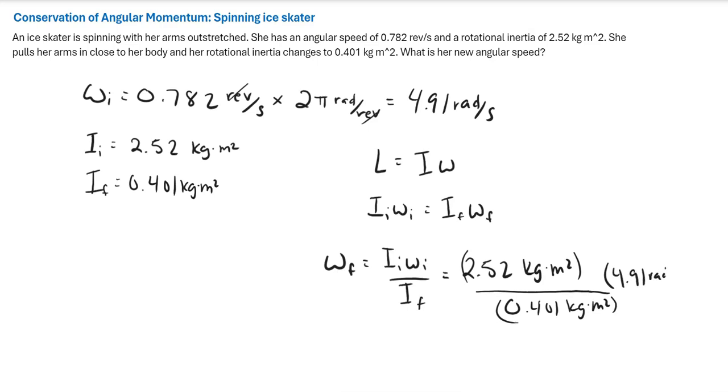4.91 radians per second. And here our units for the rotational inertia are going to cancel out, and this will be in radians per second. So this gives us omega final is equal to 30.9 radians per second. So it's increased quite a bit when she pulls her arms in.